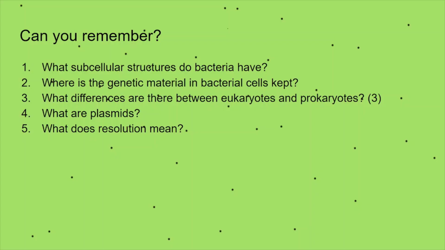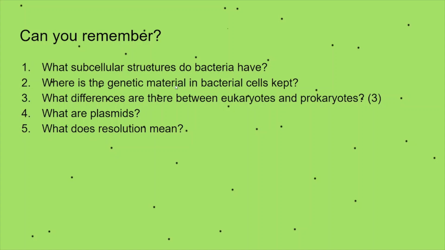So it's time for a quick memory test to see what you can remember from the previous slides. Pause the video, think of the answers in your head or write them down, I don't really mind. So in bacteria, there's obviously the DNA loop and plasmids, they're the most important, but did you also remember the cytoplasm, the cell wall, cell membrane, and the ribosomes?